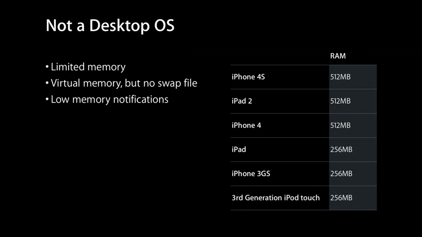It's important to remember that iOS is not a desktop operating system. It's very, very powerful, but you still have limited memory to work with. These are, after all, embedded devices. iOS has virtual memory, but there is no swap file. Any of the memory that you allocate has to stay physically resident in the RAM on the device. To help out with that, we have low memory notifications so that your application can know when the system is getting low on memory and when it needs your help to give up resources.